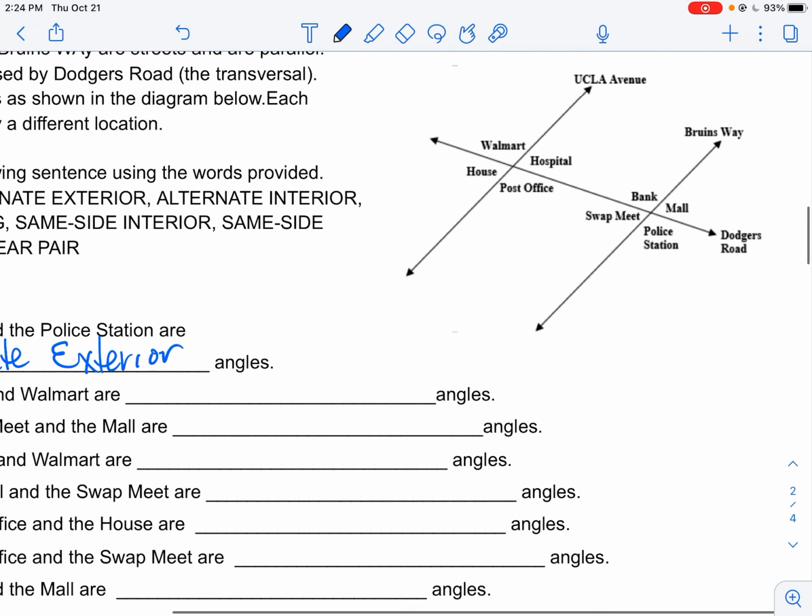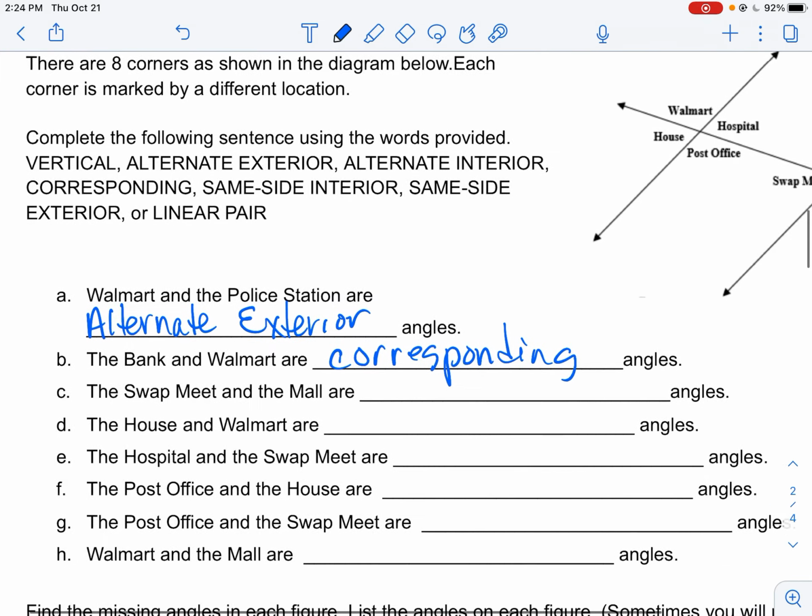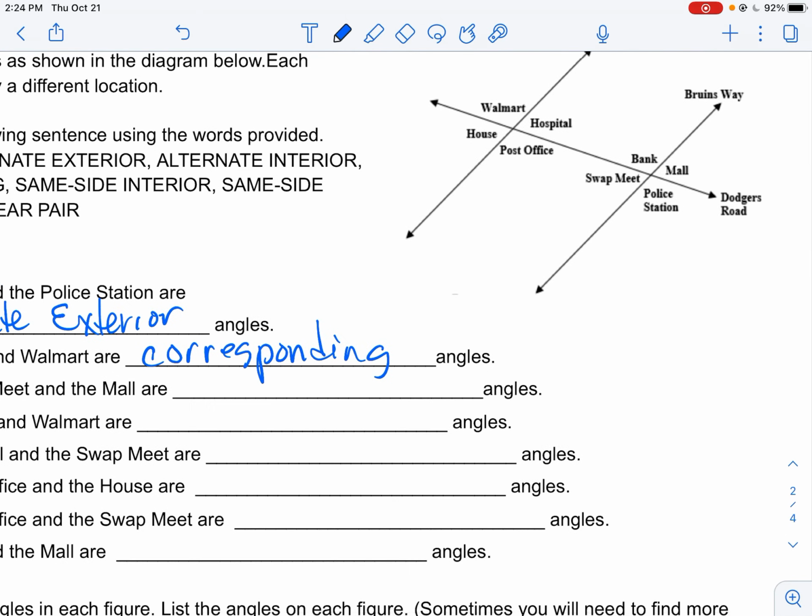Then I'm looking at the bank and Walmart. So bank's here, Walmart's here. They're both in the same exact spot on the other parallel line. So that means that these are corresponding angles. The next one is the swap meet and the mall. So I have the mall here and I have the swap meet here. They're straight across from each other. These are vertical angles.